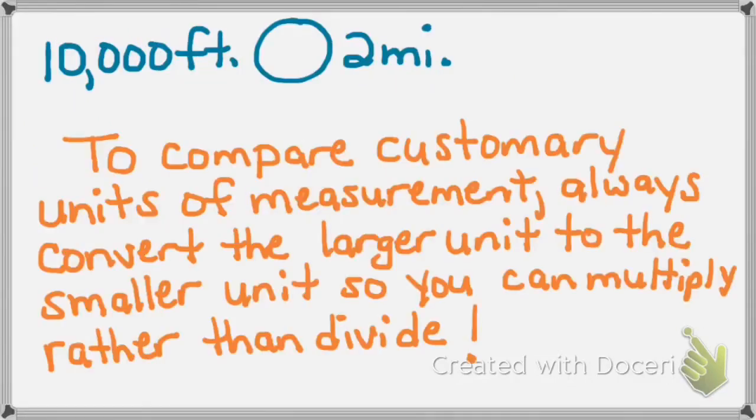And here's our note for this lesson. To compare customary units of measurement, always convert the larger unit to the smaller unit so you can multiply rather than divide. If you can choose which way to go, you're better off to do large to small because multiplication will be faster and easier than the division.